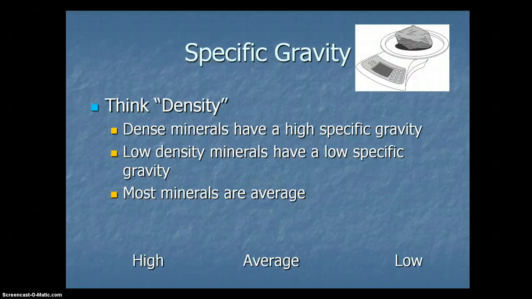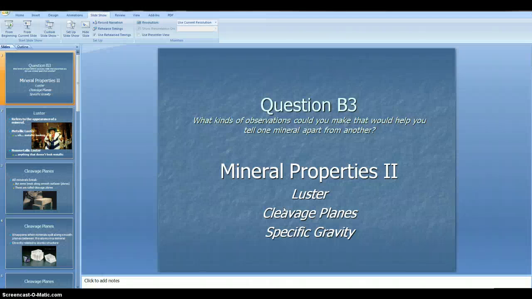And then the last one from this set of properties would be specific gravity. That's all about density. Dense minerals have a high specific gravity. Low density minerals have low specific gravity. Most minerals are average, as you might expect. If you recall in class, we either deal with average or high specific gravity minerals. We don't really have any low ones. They're very rare. I don't have any samples myself. Most minerals end up being average, and some of them are high. In fact, most of the minerals with high specific gravity also have a metallic luster because they're made out of metal. All right, that's our third set of properties.